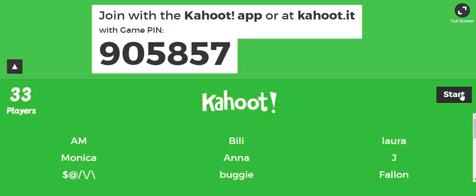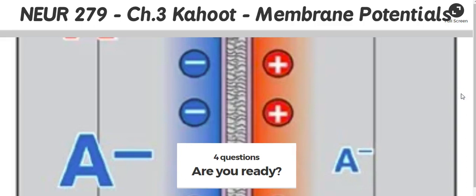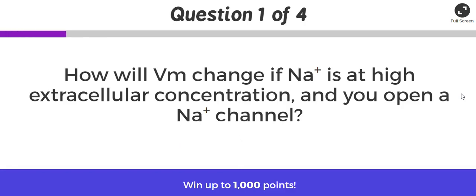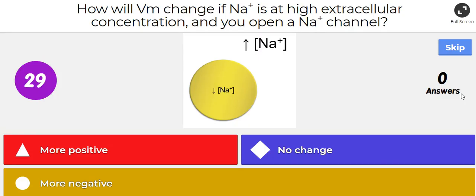All right, let's just do it. So here we go. 4 questions about membrane things. How will the membrane potential change if sodium is at a high extracellular concentration and you open a sodium channel? So sodium's at high concentration outside, low in. Are we getting more positive, more negative?